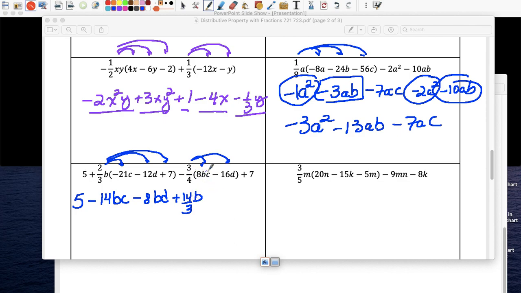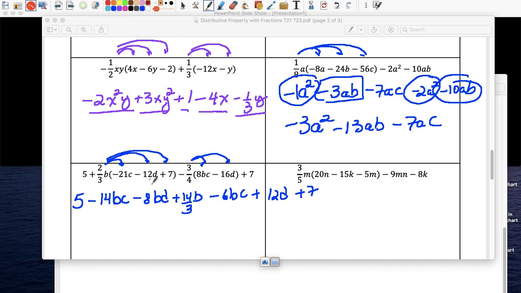Next one here. Negative times a positive is a negative, and 3/4 of 8bc is 6bc. Negative times a negative is a positive. What's 3/4 of 16? It's 12d. And then plus 7.